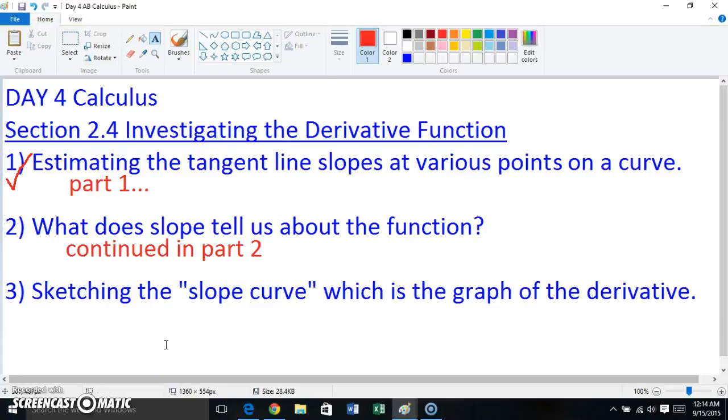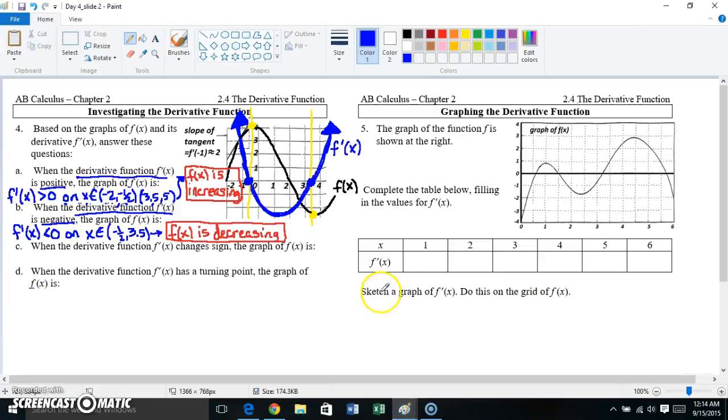Okay, we're going to continue in part 2 to explore what the slope is telling us about the function. So here we are back at our graph of f of x, the cubic function, and in blue you see the derivative graph drawn, the slope function graph. And we looked at the fact that when the derivative is positive, the function is increasing. When the derivative is negative, the function is decreasing.